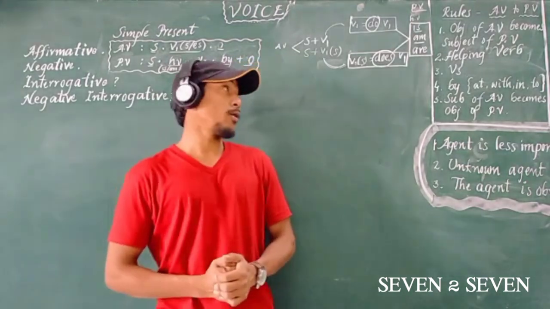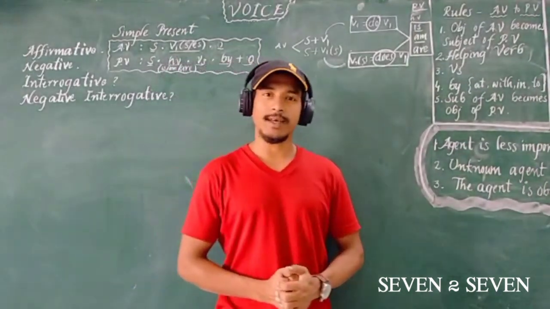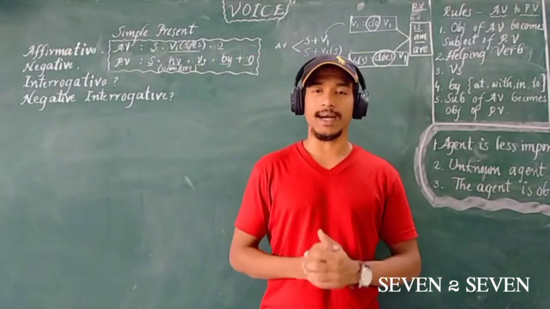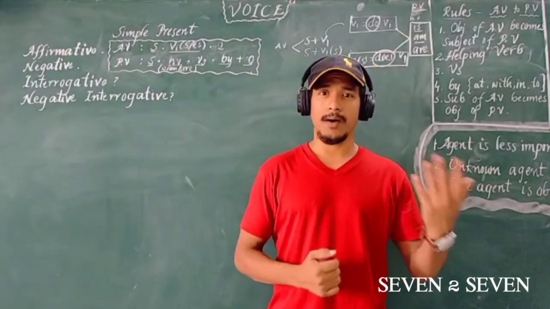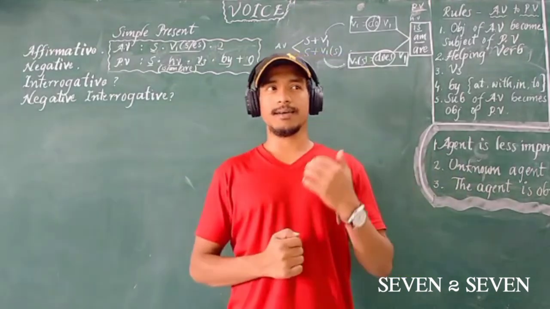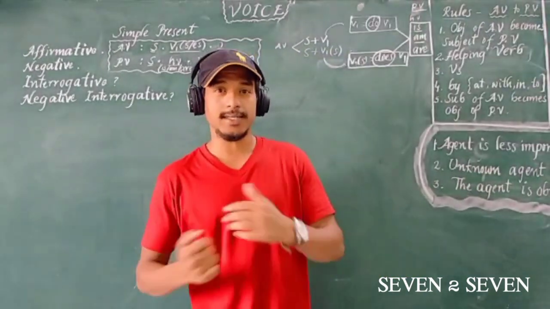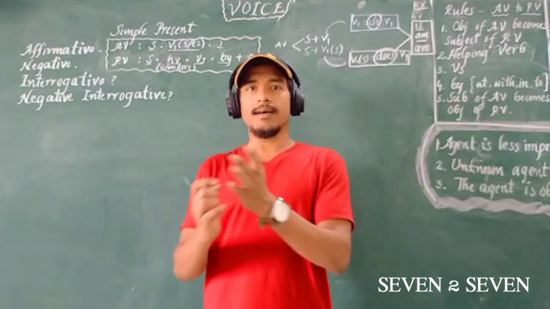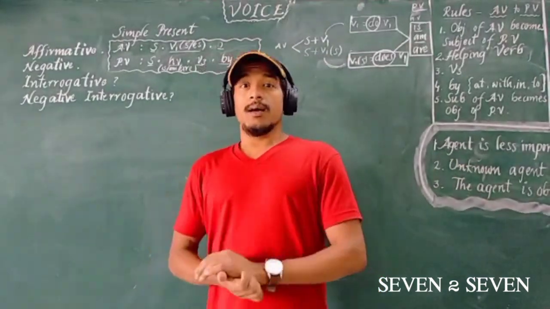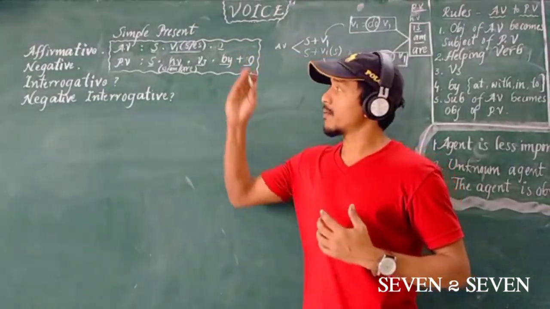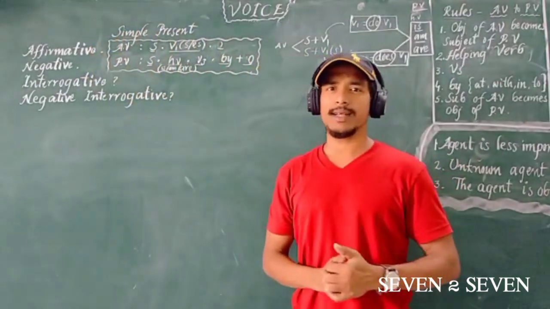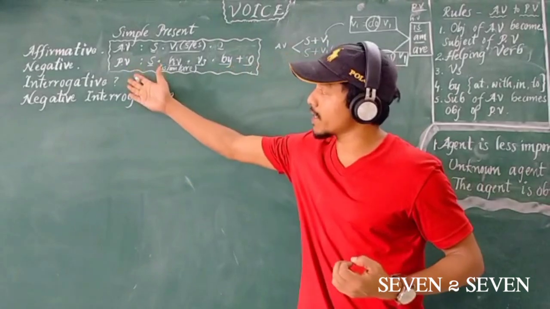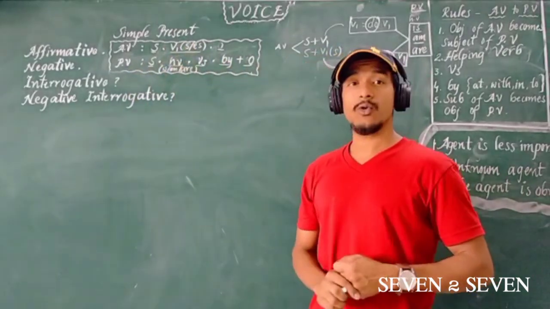And I am going to teach you voice. Before that, I would like to tell you that in tense we have 12 kinds. Well, all of them cannot be converted from active to passive, but some are ignored. Alright, and we have four sentences: affirmative, negative, interrogative, and negative interrogative.